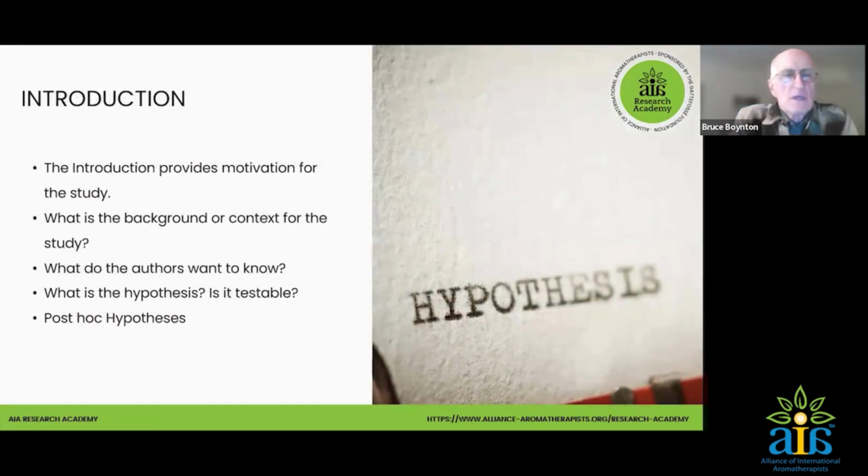Introduction. After the abstract, keywords, title, etc., comes the introduction, which provides a motivation for the study. What's the background or context for the study? What problem is it supposed to engage? What do the authors want to know? What is the hypothesis? Is the hypothesis testable?